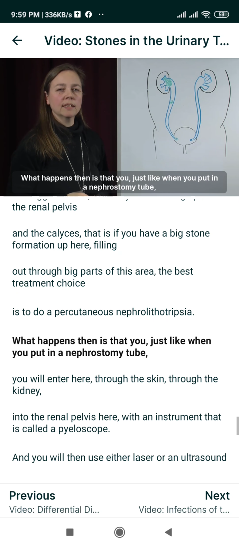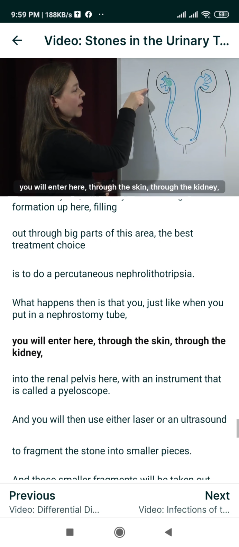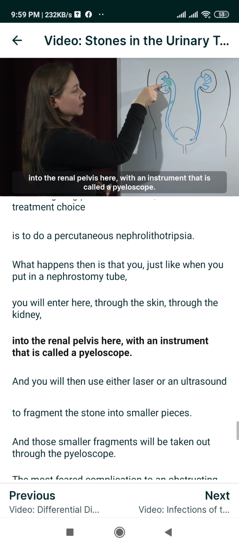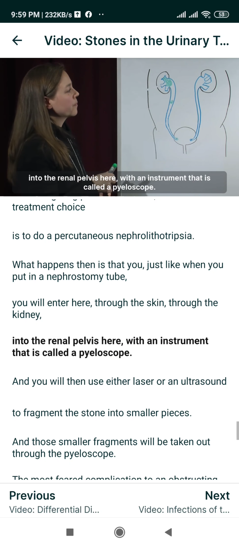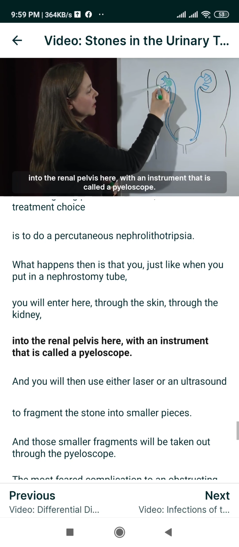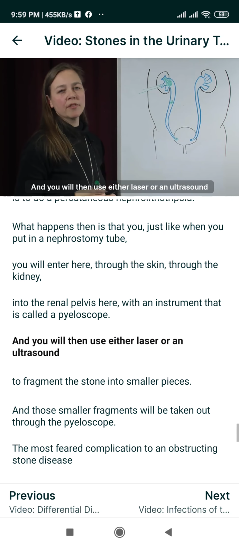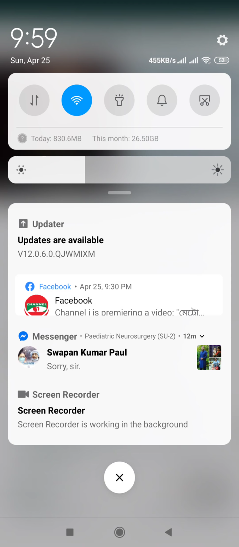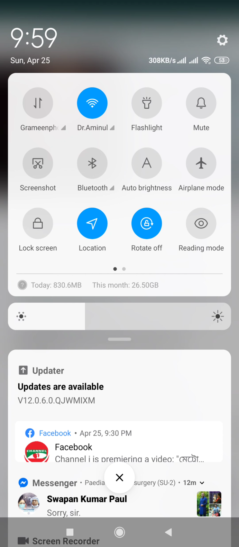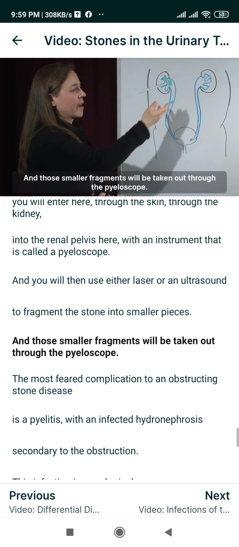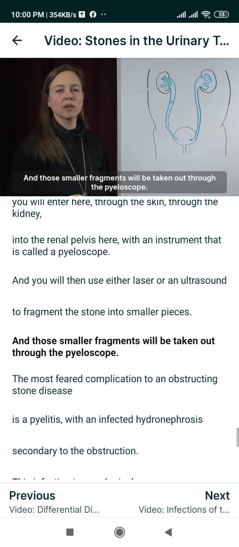What happens then is that you, just like when you put in a nephrostomy tube, will enter right here, through the skin, through the kidney, into the renal pelvis here with an instrument that is called a pyeloscope. And you will then use either laser or an ultrasound to fragment the stone into smaller pieces, and those smaller fragments will be taken out through the pyeloscope.